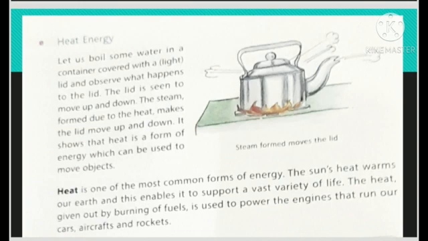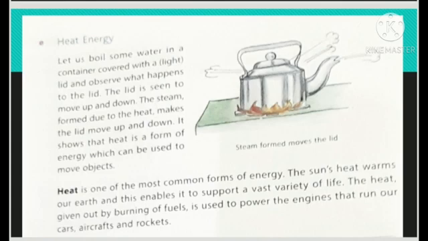Now I'm going to read the text given there. Let's boil some water in a container covered with a light lid and observe what happens to the lid. The lid is seen to move up and down. The steam formed due to the heat makes the lid move up and down. It shows that heat is a form of energy which can be used to move objects. Steam engine is based upon the heat energy, dear students.